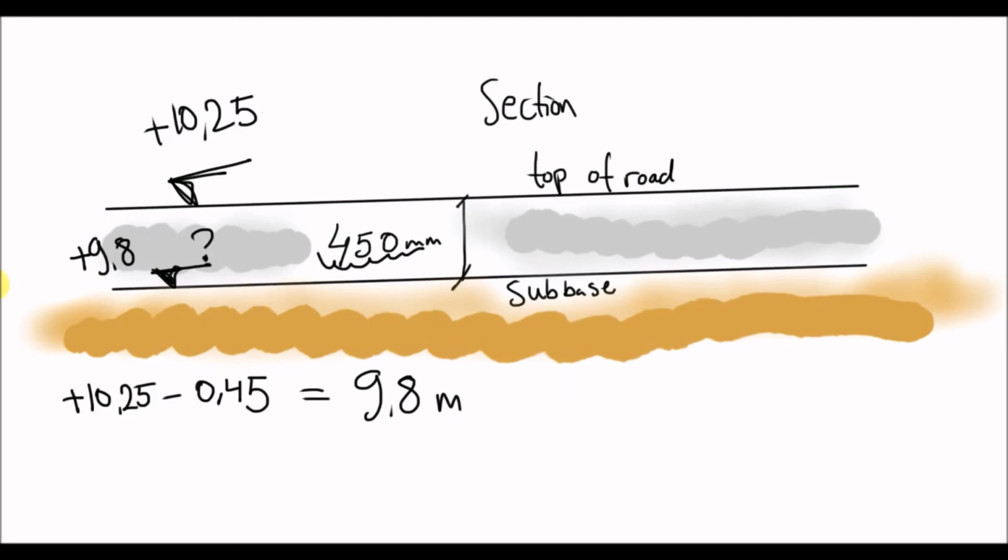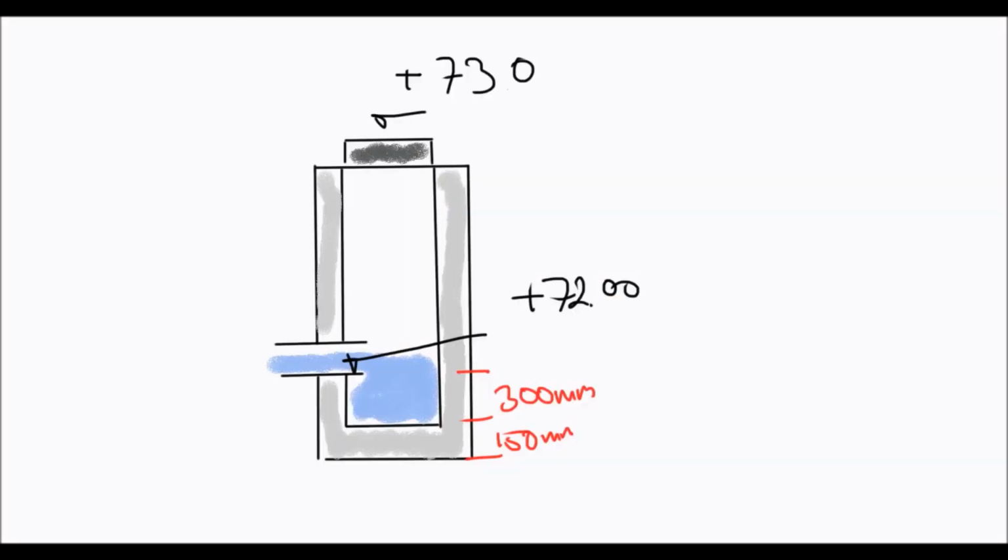Here's another slightly harder example. Think of a manhole, and you have a cover level here, 73, and an inlet where the pipe is, where the water flows, that's, say, plus 72.0. And it's a catch pit with a 300 mil drop inside, and you have a base of 150 millimeters of concrete. What would the excavation level be? That is to mean the bottom of concrete.